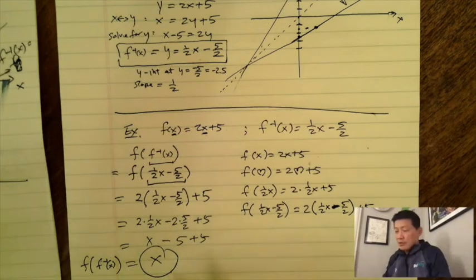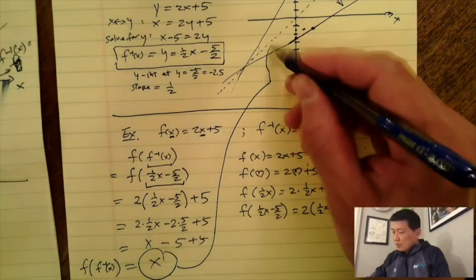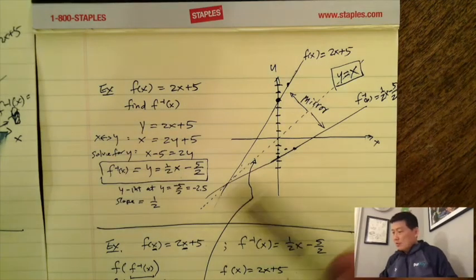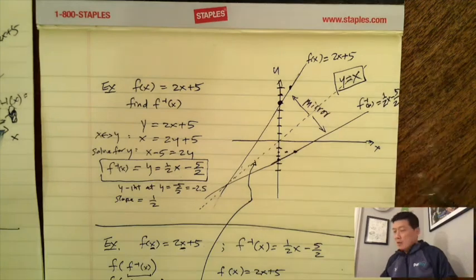And guess what? This x is precisely this graph right here, this 45-degree line that creates a mirror image of one another.